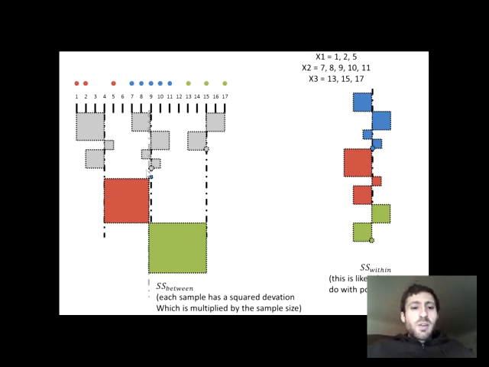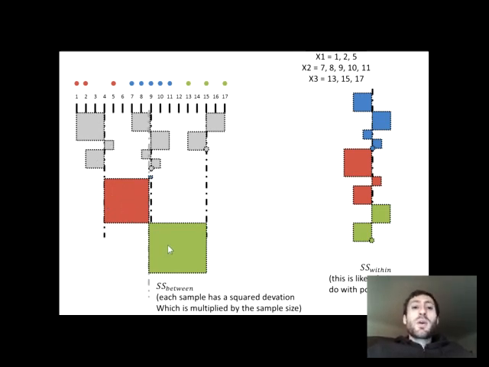So what I did was I made 3 boxes here, but I want to highlight here that each sample has a squared deviation, which is multiplied by the sample size. So what I'm saying is, in order to get to all of these values, I have to go to this square, and I have to go to this value. I have to go to the square again, and then go to this value, and go to this square again, and go to this value. So I've gone to this distance 3 times to get to these 3 values. So I've only listed each of these squares once.